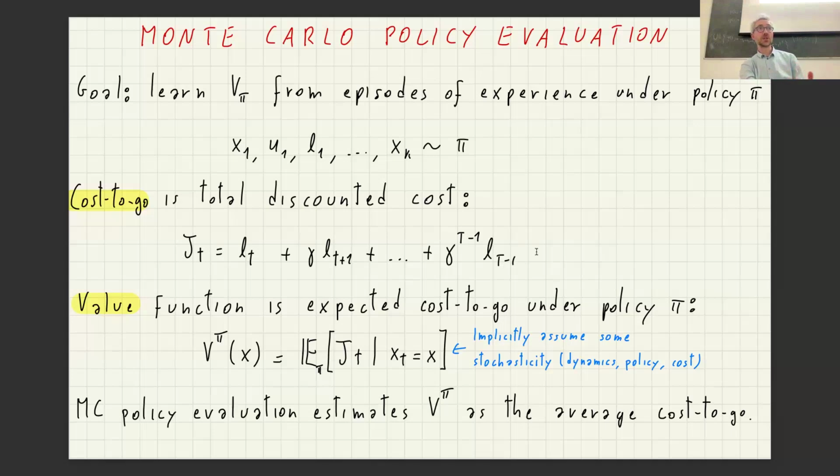Of course, if this is a whole process, so cost, dynamics, and policy are deterministic, then this value is going to be the same every time you pass through that state. And so just one sample is going to be enough to get the correct value for that state. If, however, there is some stochasticity in the environment, then every time you pass through the same state, you're going to see a different total discounted cost. And so you have to collect several samples and make an average, which is what Monte Carlo does.